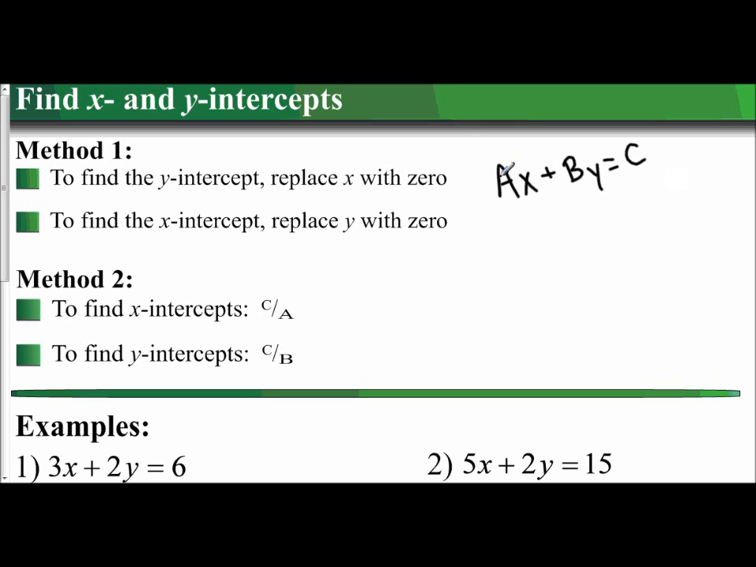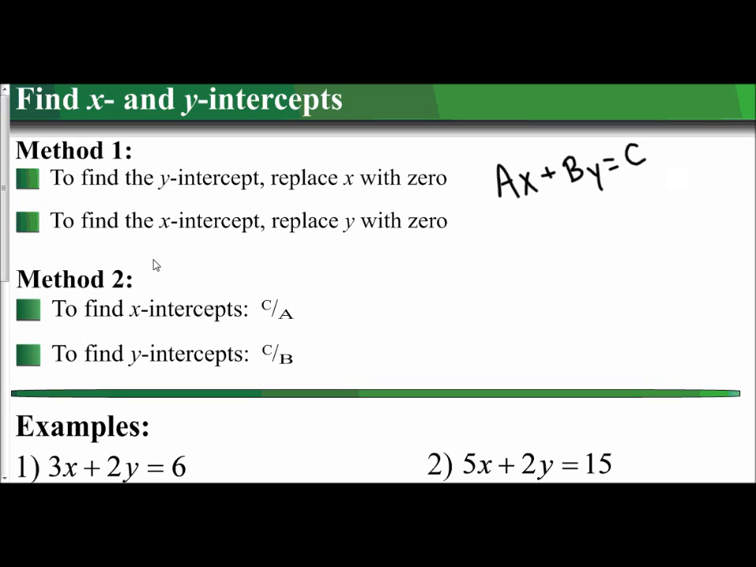Now, remember, when you replace x with 0, multiplying by 0 just cancels it out. And so to find the y-intercept, technically what you're doing is covering up the x term and solving for y. To find the x-intercept, you cover up the y term and solve for x. And so that's a quick approach for finding the x and y-intercepts, the first method.